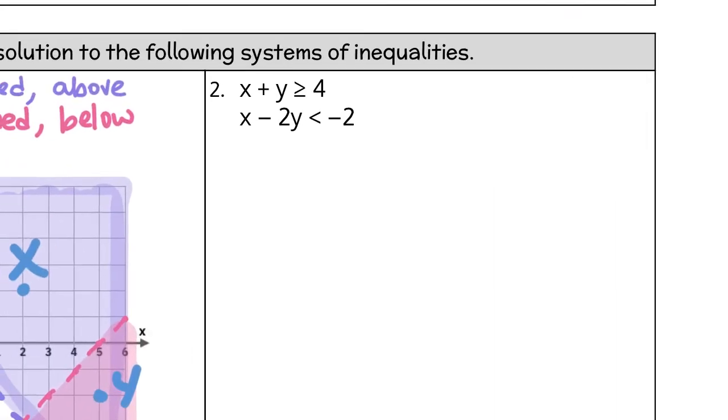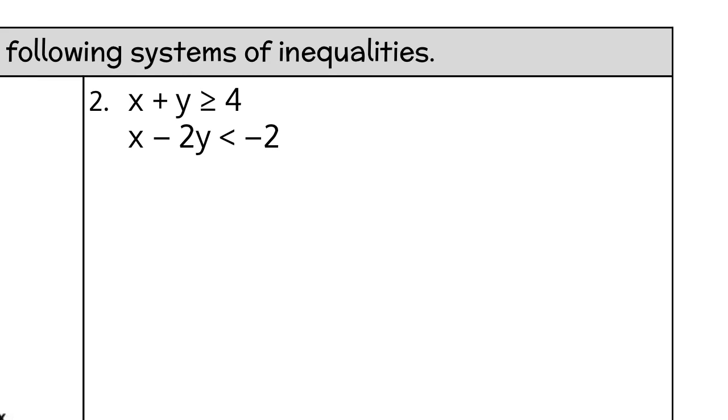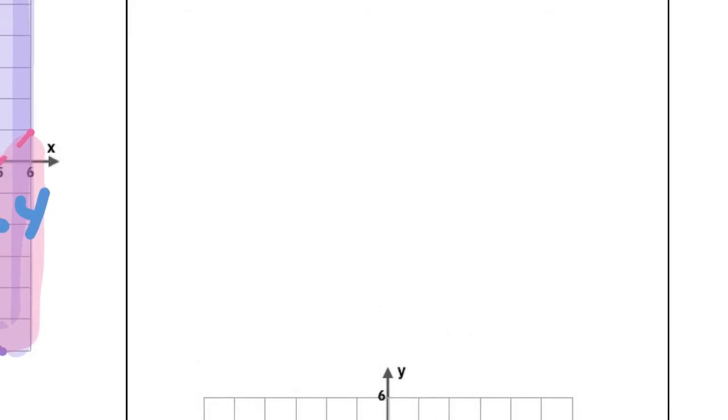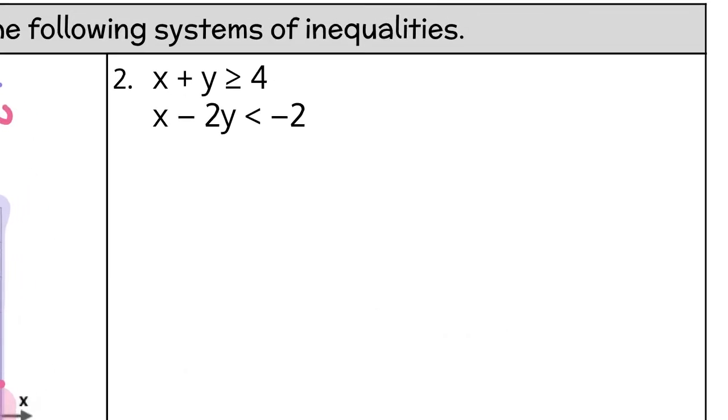I have the system, x plus y is greater than or equal to 4, and x minus 2y is less than -2. So this time they're both in standard form. So we're going to have to rearrange them a little bit before we can graph them on our graph here. So let's start with the first one.